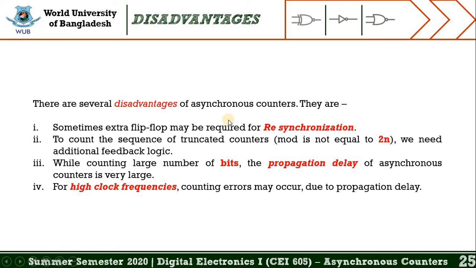There are several disadvantages of asynchronous counters. Sometimes an extra flip-flop may be required for resynchronization. To count the sequence of truncated counters, where mod is not equal to 2 to the power n, we need additional feedback logic. While counting a large number of bits, the propagation delay of asynchronous counters is very large. Next, for high clock frequencies, counting errors may occur due to propagation delay. Now, time has come to learn some of the applications of this type of counter. So let's move into the next slide.